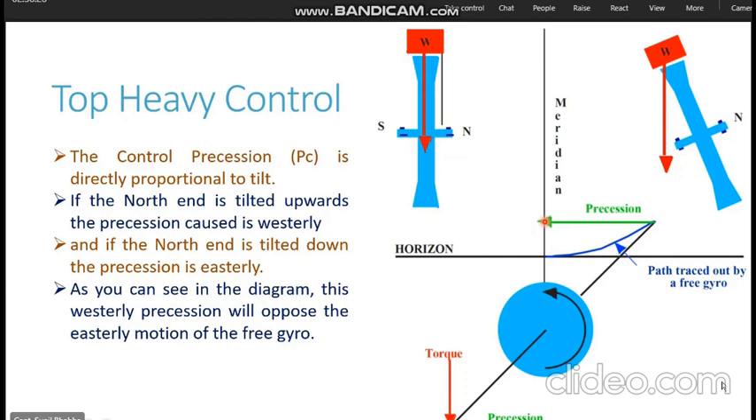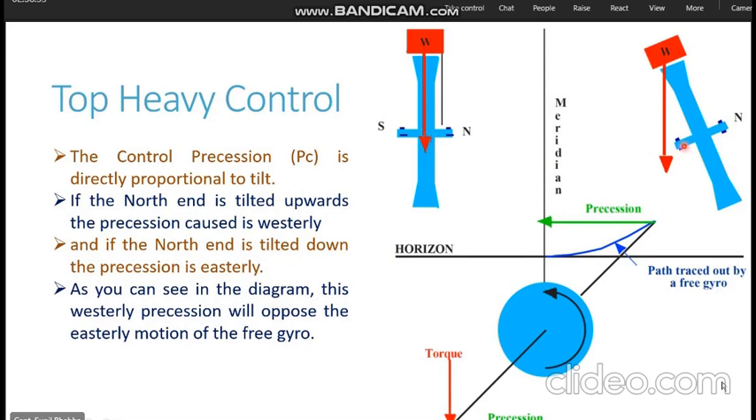Now some important points to keep in mind. Number one, the control precession PC which is generated is directly proportional to tilt. When the tilt was zero, that means in this particular condition, the spin axis was perfectly horizontal. The center of gravity of the weight was directly over and above the COG of the rotor. So it was not generating any torque at all. So the control precession was also zero.